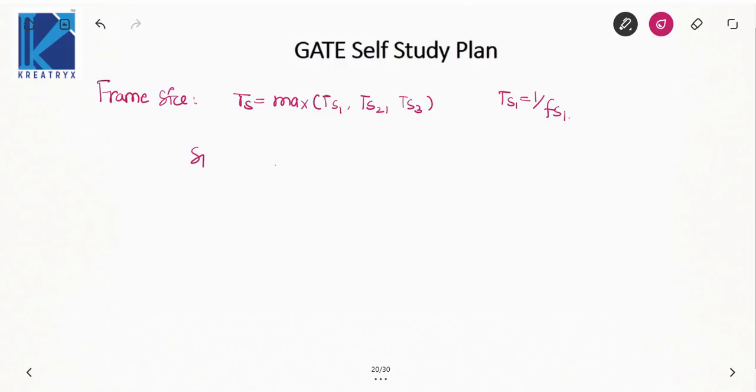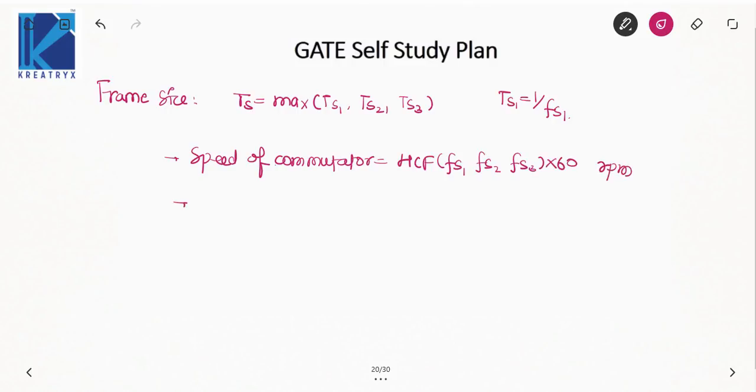Now the speed of the commutator will be equal to the HCF of Fs1, Fs2 and Fs3 into 60 RPM. The bit rate in this case will become n into Fs1 plus Fs2 plus Fs3, and the bandwidth becomes Rb by 2.